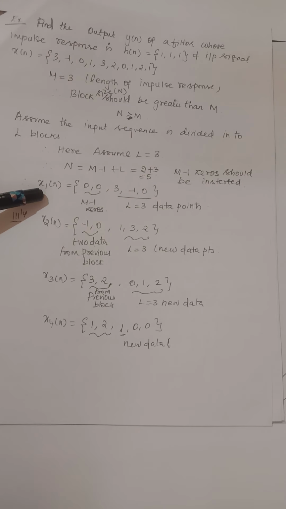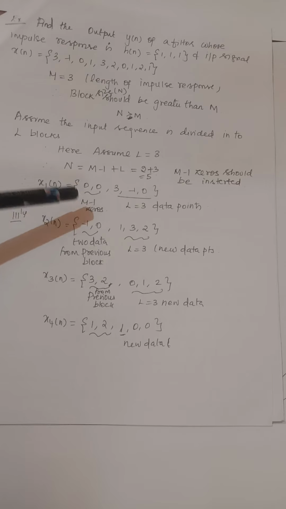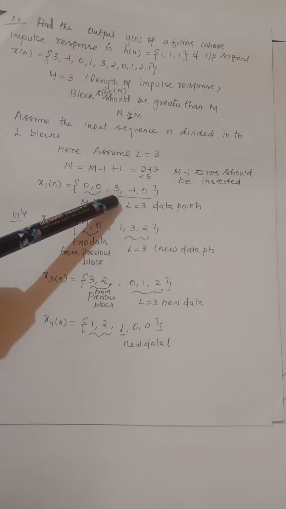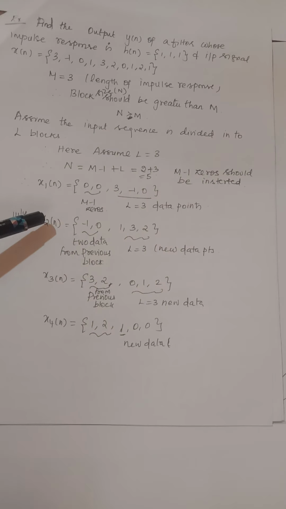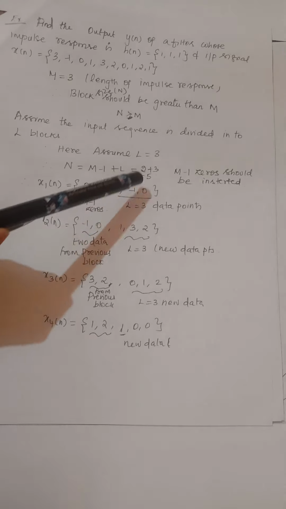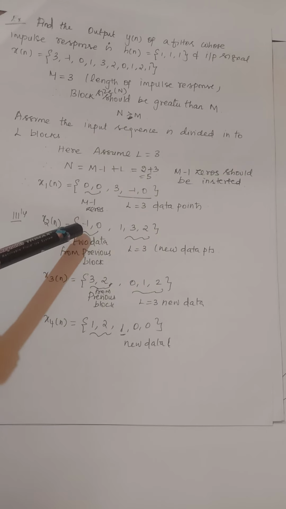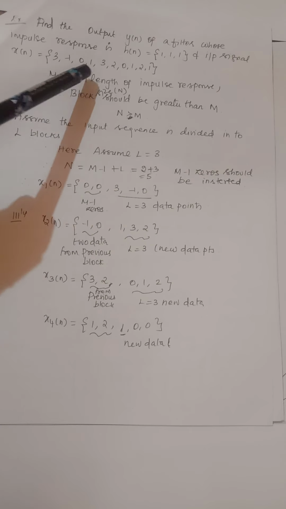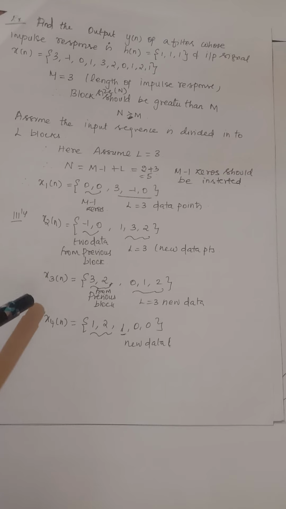First, x1 of n: we need to add M minus 1 zeros. So I have added 2 zeros and taken the first 3 samples, so L is equal to 3 data points. Next is x2 of n. In this case I take the last 2 samples of the previous block, plus the next 3 samples 1, 3, 2. I have completed x2 of n.